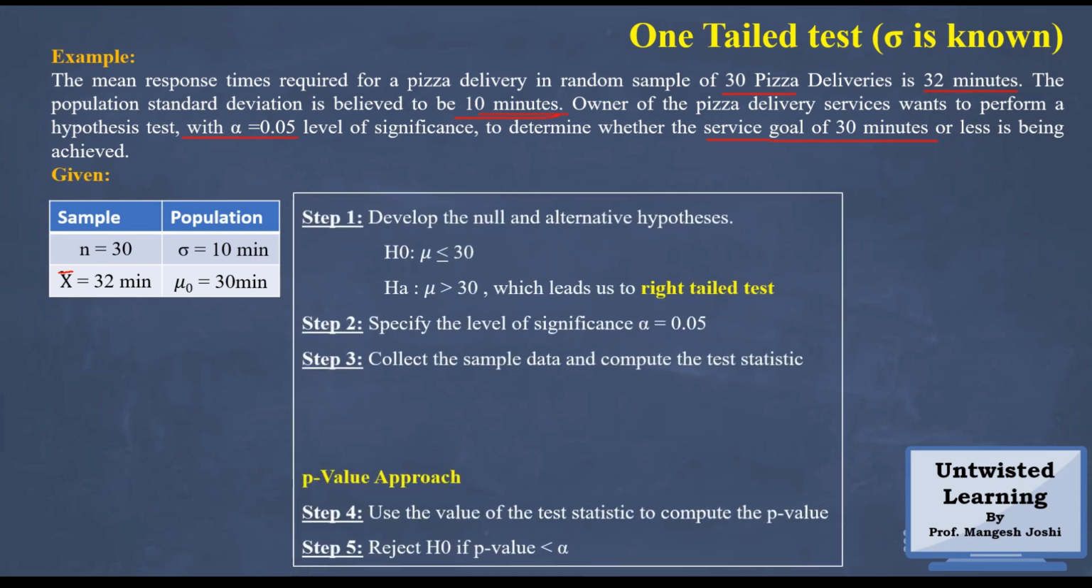Let us apply the steps over here. Develop the null hypothesis and alternate hypothesis. Now the hypothesized value of mu0 is 30.